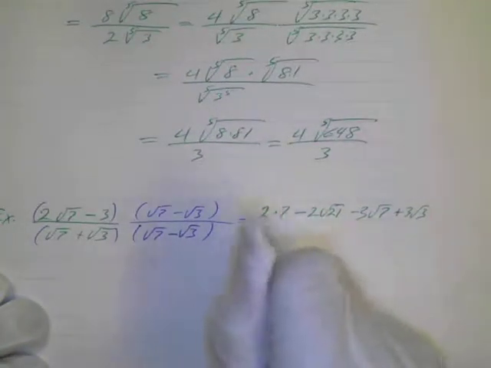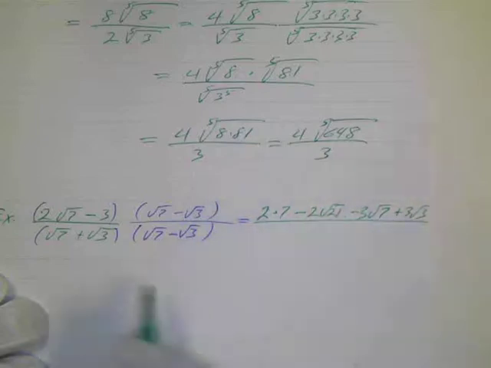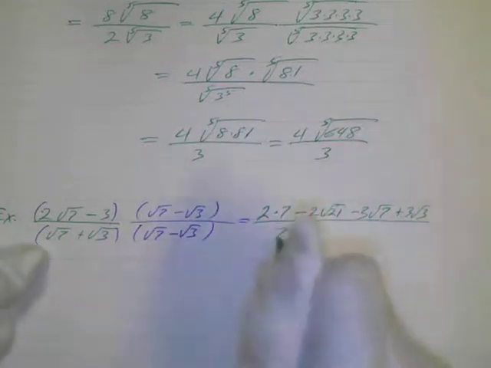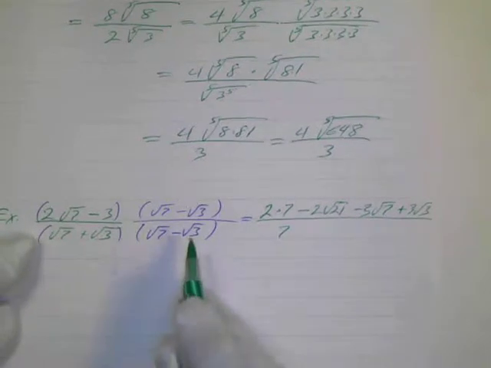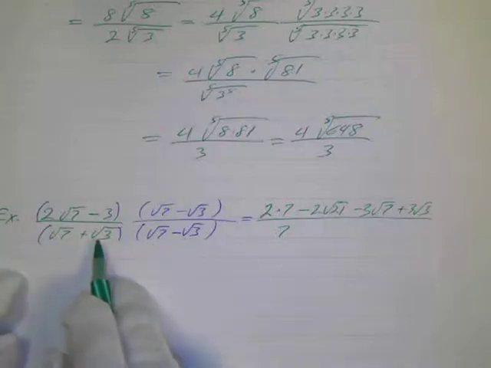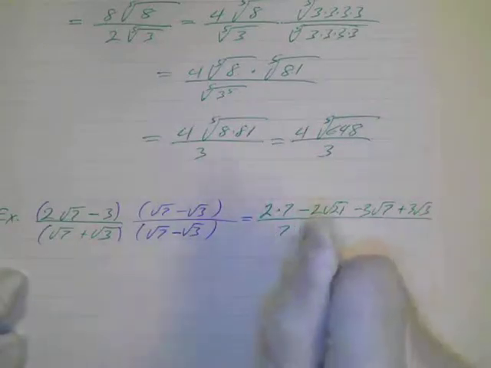And in the bottom, well, the square root of 7 times the square root of 7 is just 7. And then this is going to be negative the square root of 21 and plus the square root of 21, so that becomes 0. And then this is going to be negative, and the square root of 3 times the square root of 3 is 3.